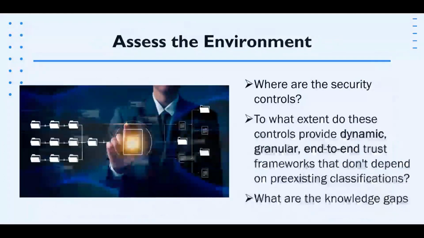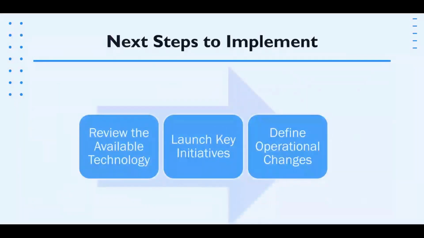To what extent do these controls provide dynamic, granular, end-to-end trust frameworks that don't depend on pre-existing classifications, and what are the knowledge gaps? So review the available technology, launch key initiatives, define operational changes. And this is something that the Zero Trust team would kind of use as a guide.